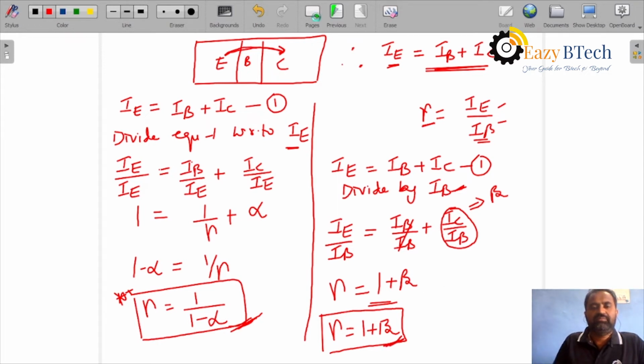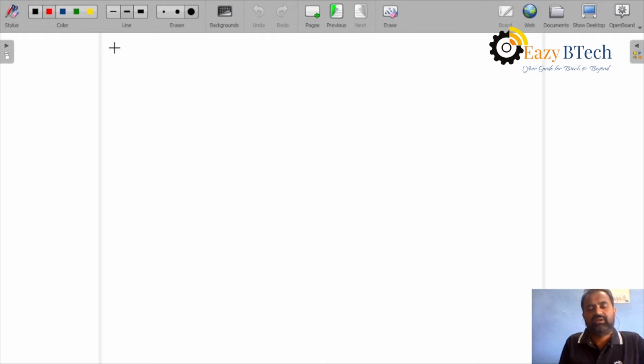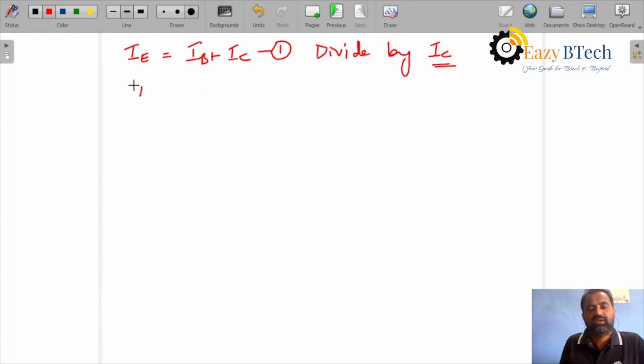In the same manner, if you want to calculate the alpha beta relationship, IE is equal to IB plus IC. Now you can divide by IC. Then you will get IE by IC is equal to IB by IC plus IC by IC.